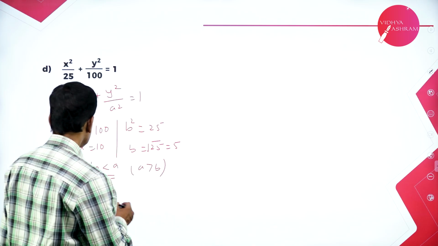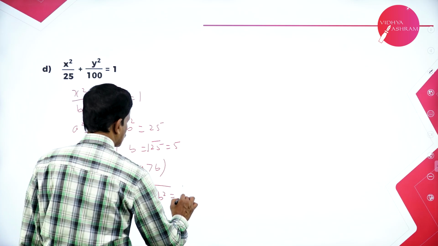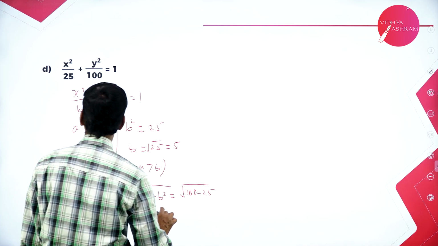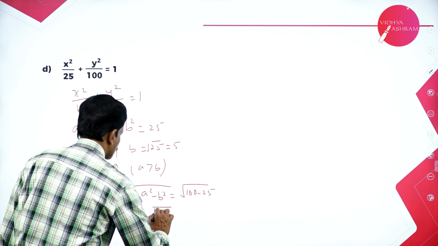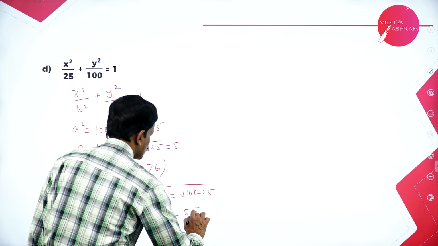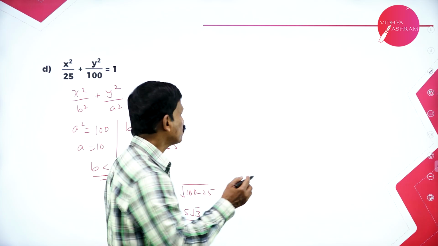Now find out c. C is equal to root of a square minus b square, that is root of a square 100 minus b square 25. C is equal to root of 75. So 25 into 3, that is 5 root 3. C is equal to 5 root 3. The value of c is 5 root 3. Now write down the points one by one.